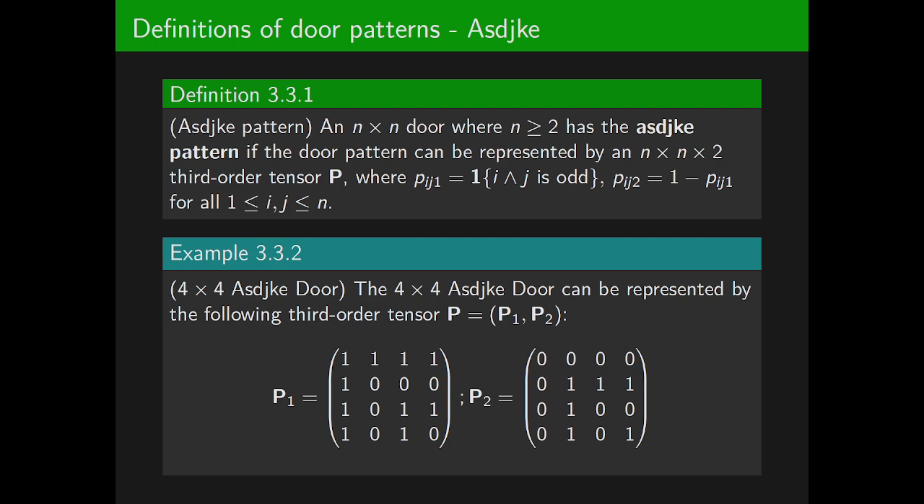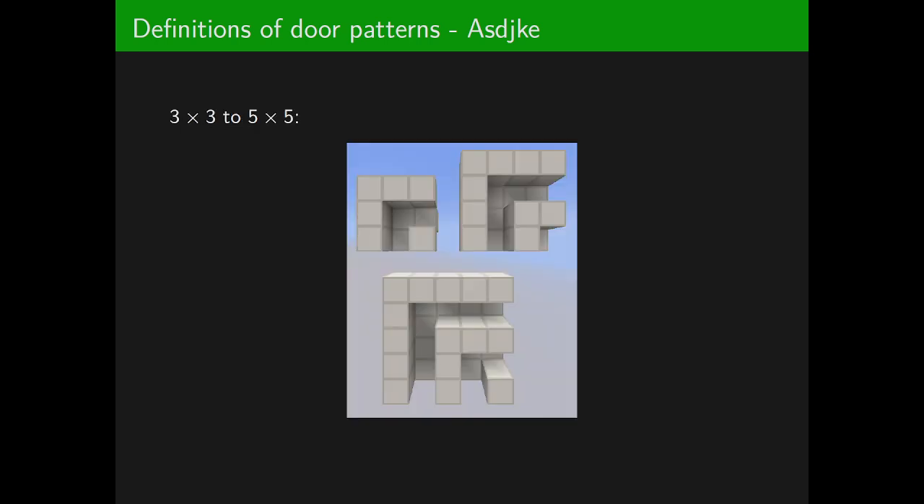But then probably many of you are going to be freaked out. How do you even know that the matrix looks like this? But yeah, either way, I'm just going to leave that out a bit, but then just going to tell you, 3x3 to 5x5, the Asdjke door looks like this. So even if you don't know at the end how to conclude the matrices, you can still look at these patterns and try for yourself to generalize the pattern to higher orders.